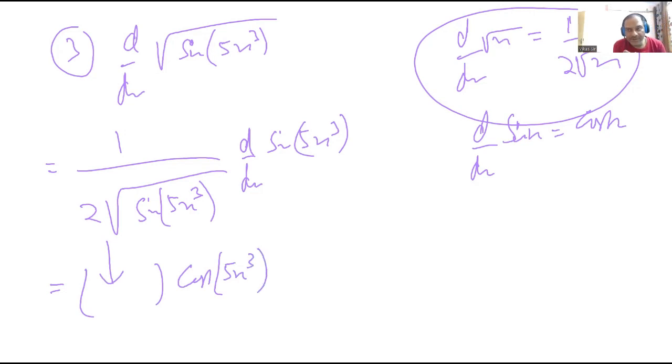Now, the last thing is 5x cubed, because this is not x, this is 5x cubed. We have to differentiate it. And while differentiating it, we will do it like this, d by dx of 5x cubed. Then the whole of the answer will be first 1 over 2 under root sine.